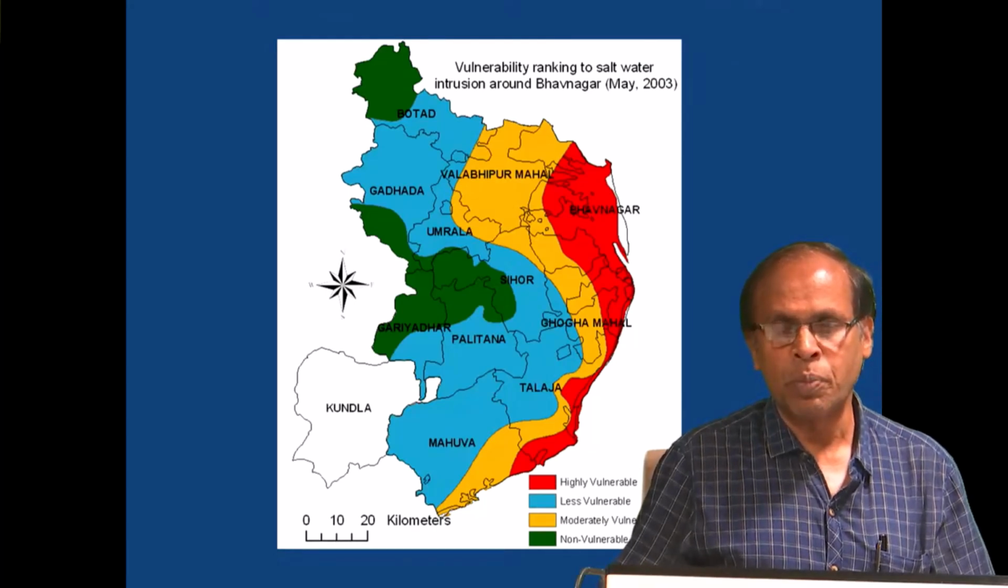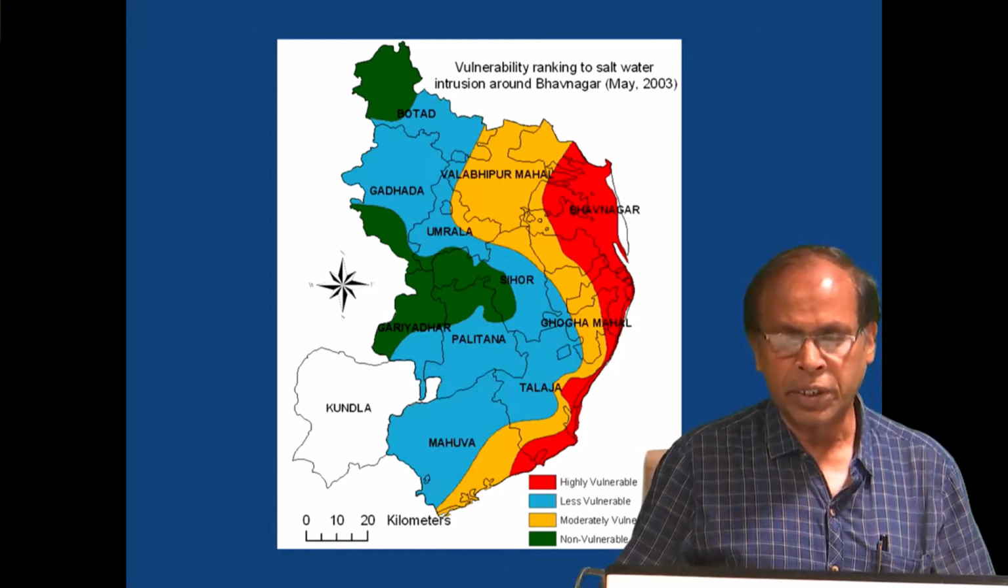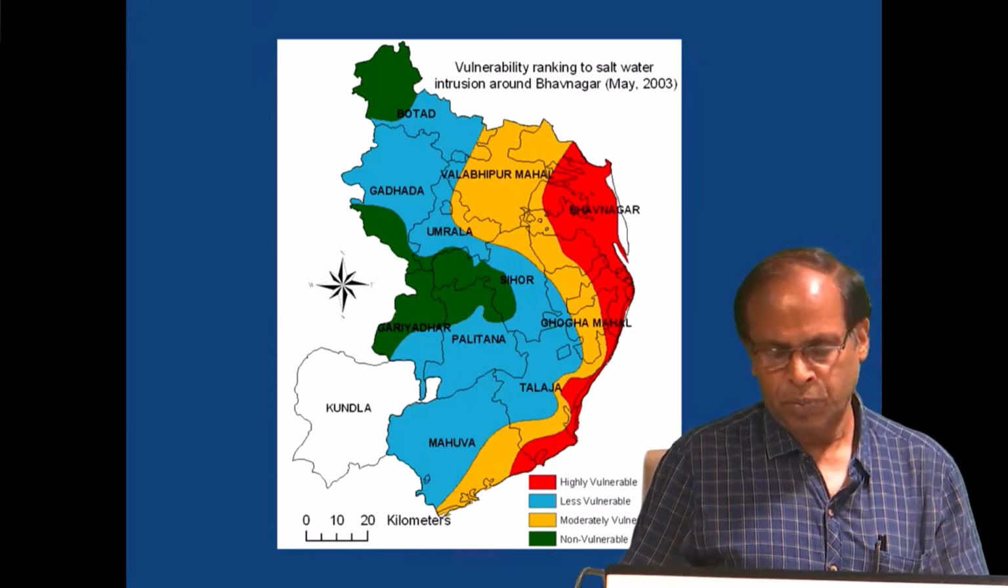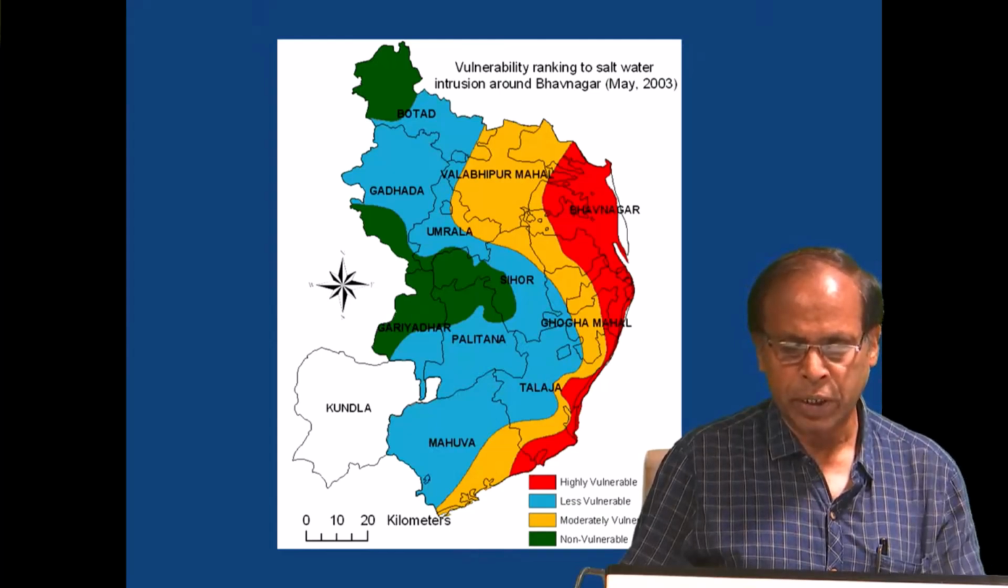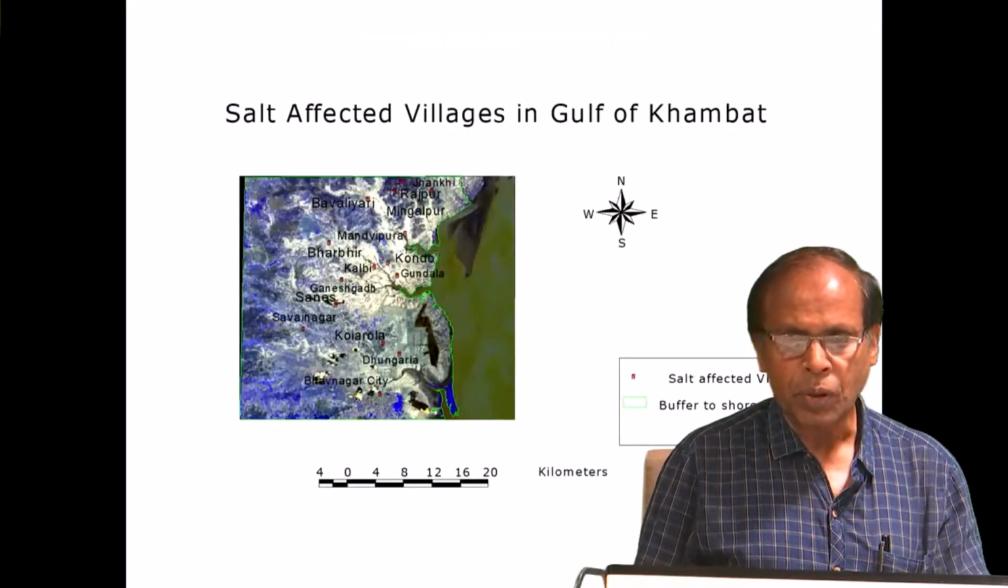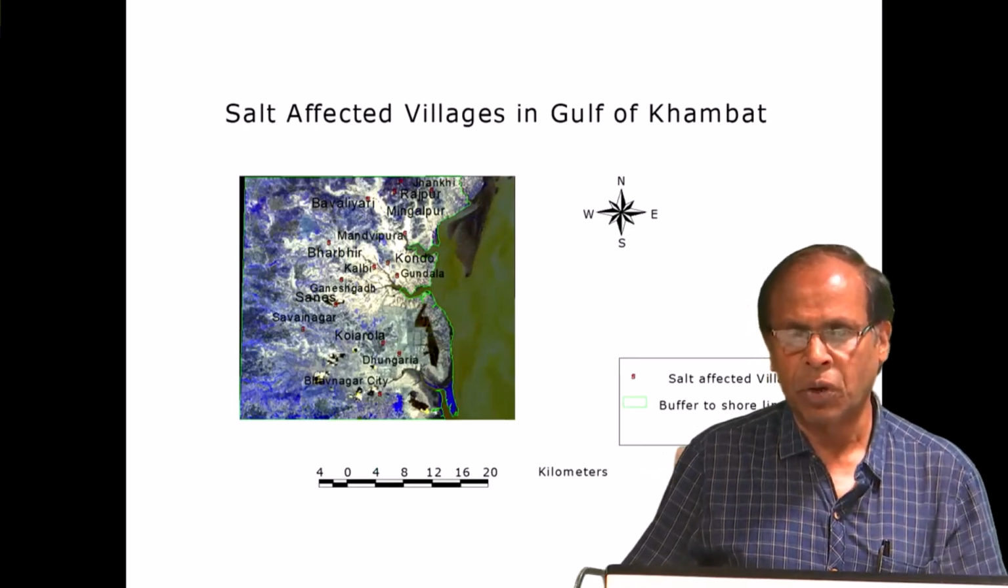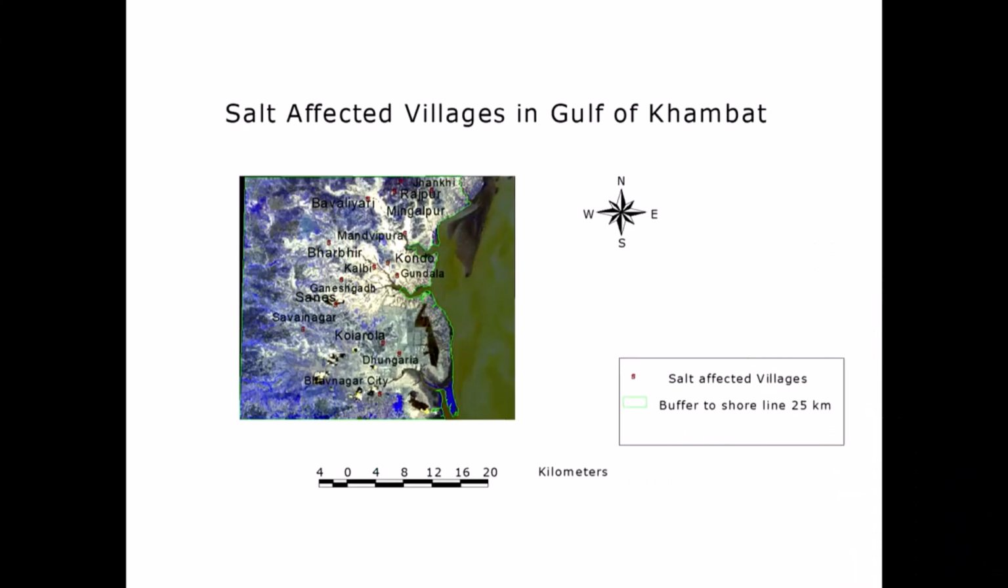And this is the in situ measured salt water content all around the Bhavnagar area, and the vulnerability index area is marked. Red indicates highly vulnerable area, blue less, and orange represents moderately vulnerable area. And this is the salt affected villages of the Gulf of Cambay, from the satellite data. Thank you.